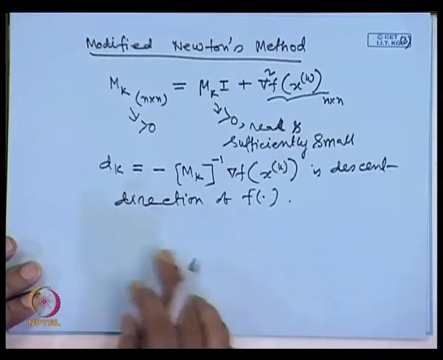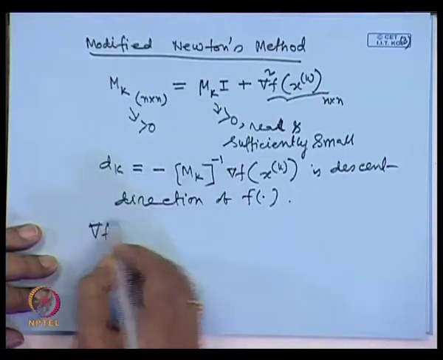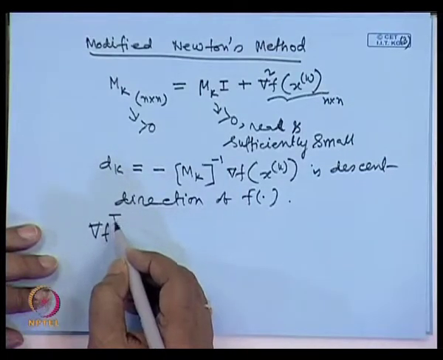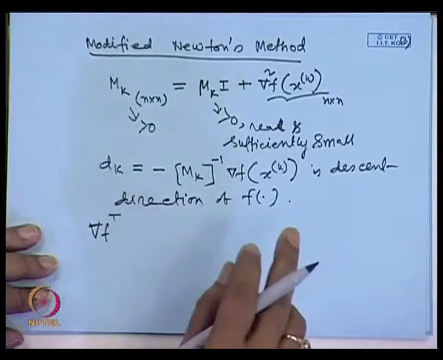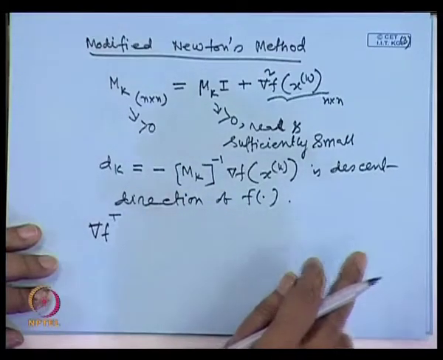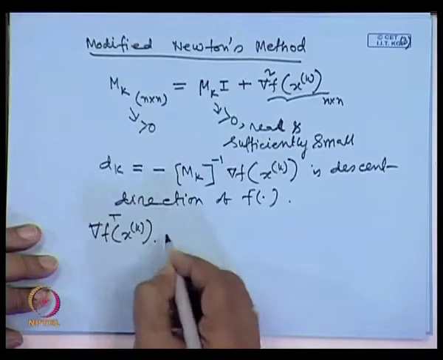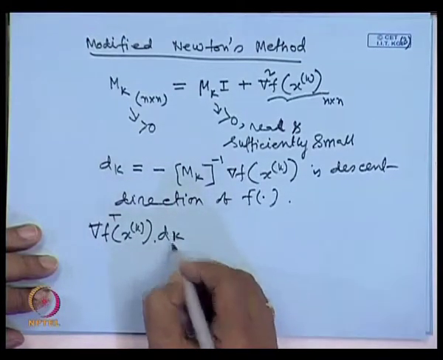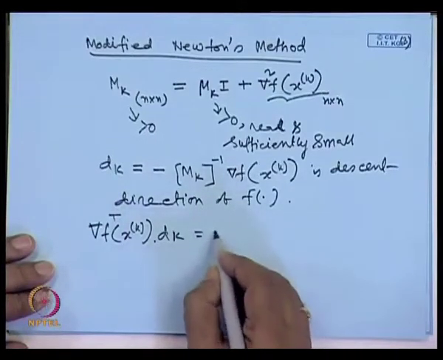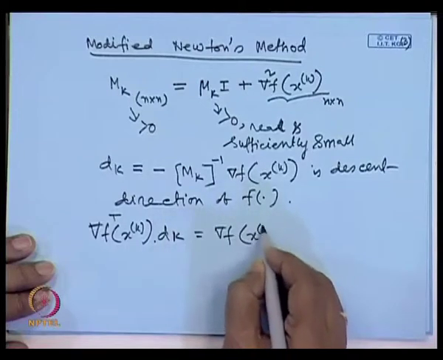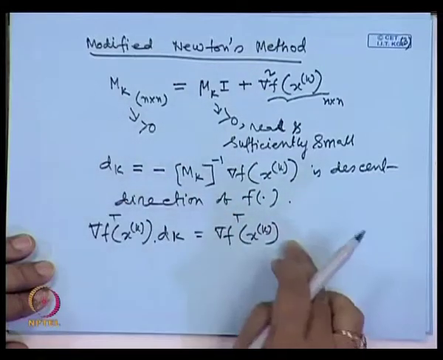So, this will ensure the necessary condition that when we move from one point to another point, we are moving in a descent direction or not, and this condition will ensure that. This into dk will be less than 0. What is this one? Del f superscript k transpose, and dk I will write, dk value is here.